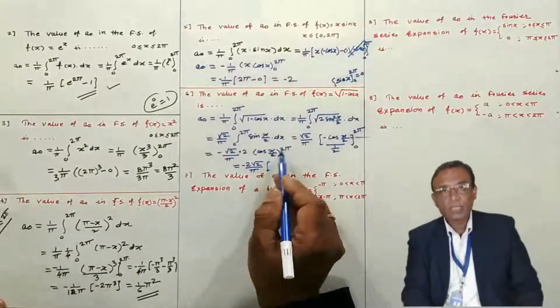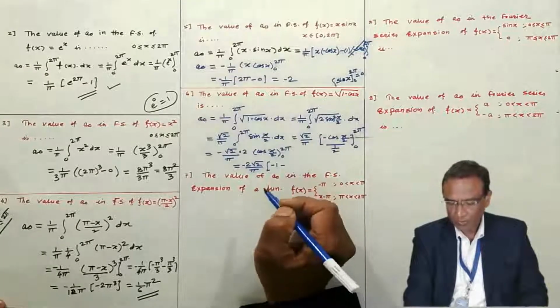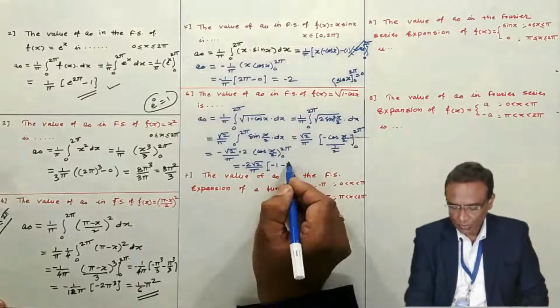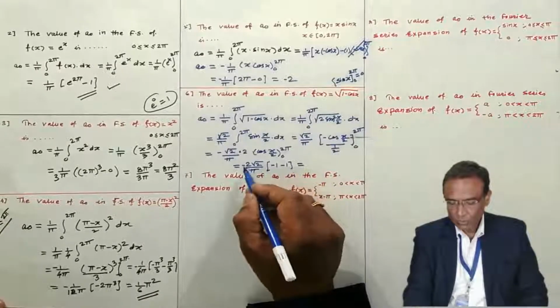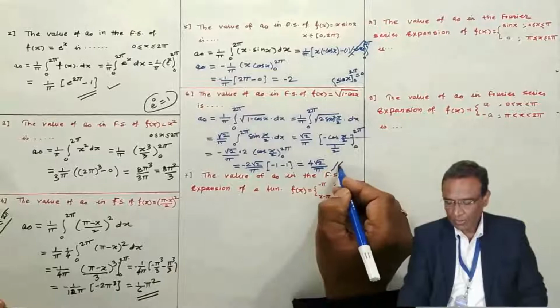Here, put x equal to 2 pi. Cos 2 pi by 2 is cos pi. Cos pi is minus 1, minus lower limit, cos 0 is 1. Now minus 2 into minus 2 is 4, 4 root 2 by pi. Okay, this is the value of A0.